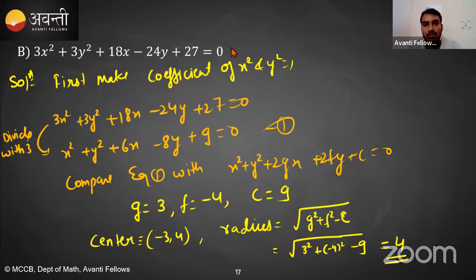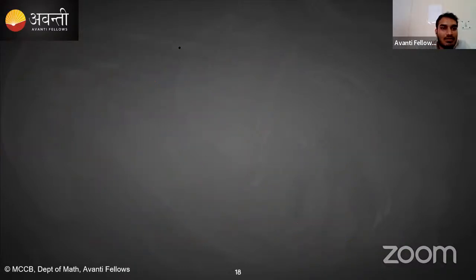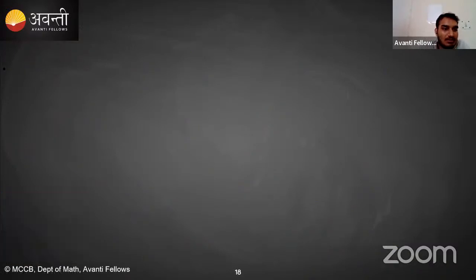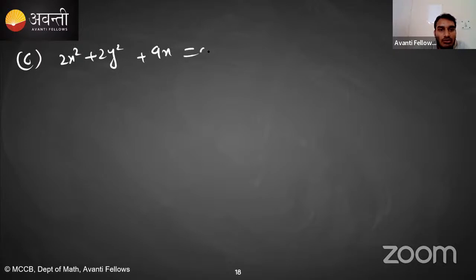Clear? Okay. Chalo. So now tell me the answer of this question, everyone. I'm writing down one question. I want each and everyone to get this answer right. Question is C part. Let's say 2x square plus 2y square plus 9x is equal to 0. Center and radius of this circle.